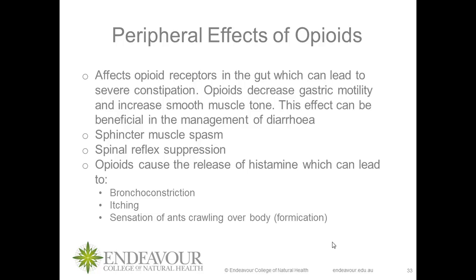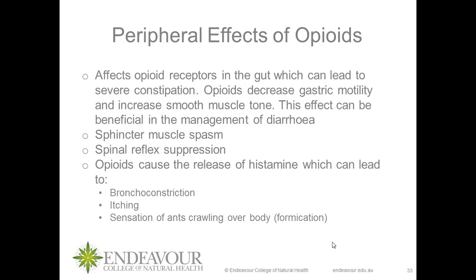Histamine also leads to an itching reaction, so the opioid has led to a histamine release, which has then caused pruritus and itching in the skin. People on opioids also describe a sensation as if ants are crawling all over the body. This sensation is called formication.